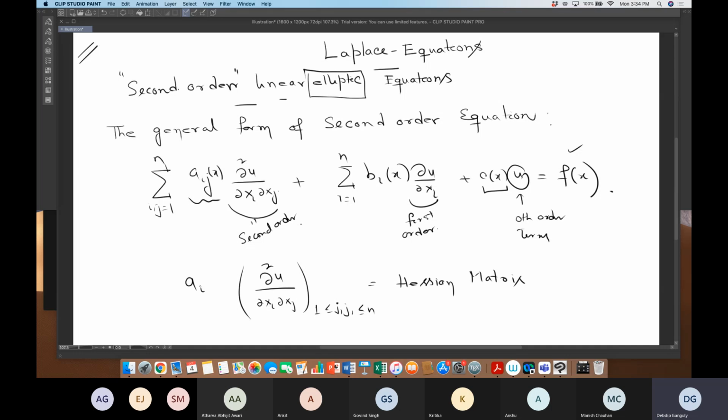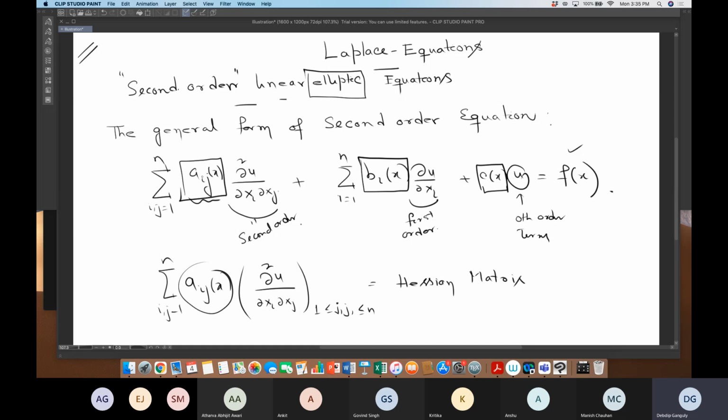So I multiply with another matrix Aij, with the same i, j equal to 1 to n. That is the meaning of this. So it is a product of two matrices, the Hessian and the Aij matrix. Now what is this Aij? This is very important. These are called the coefficients. This is a coefficient vector, this is a coefficient function, and this is a coefficient matrix.